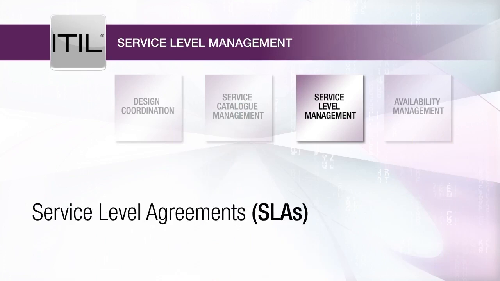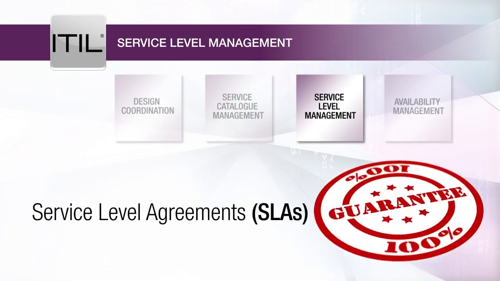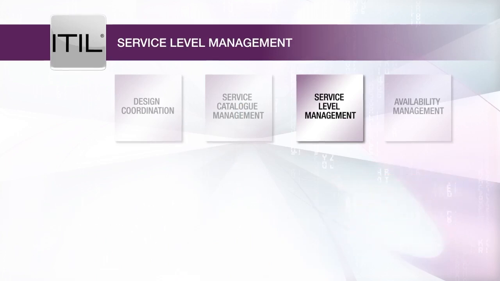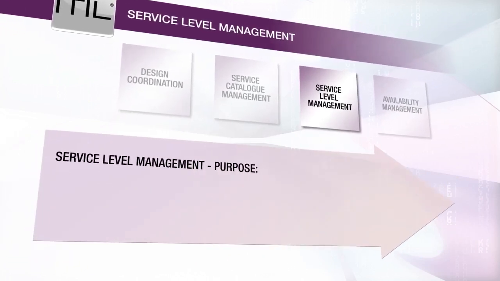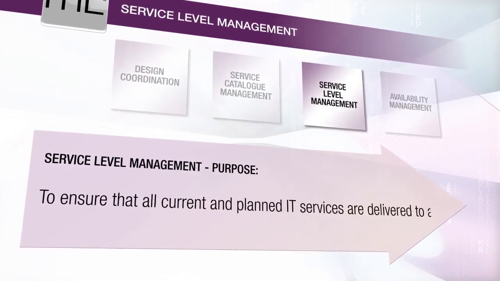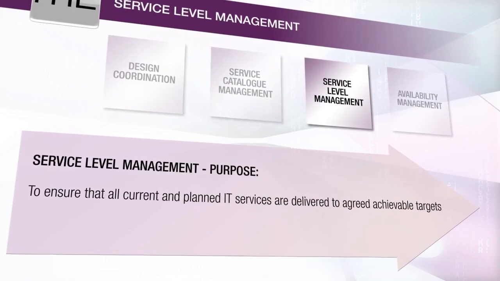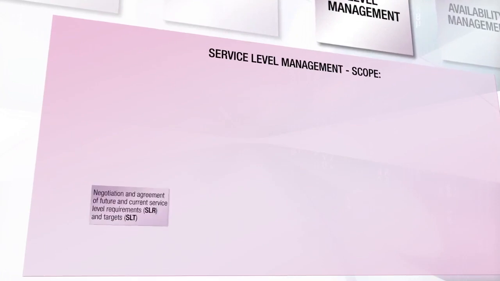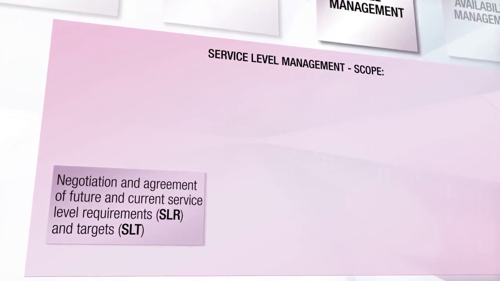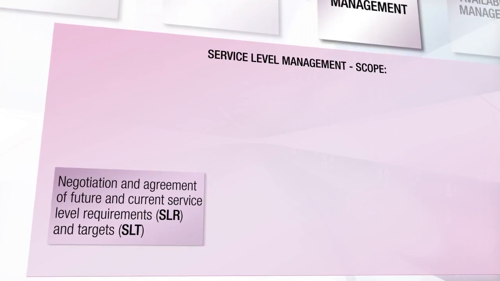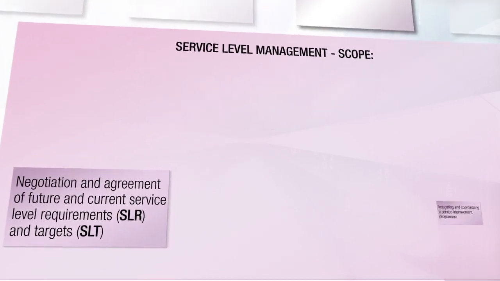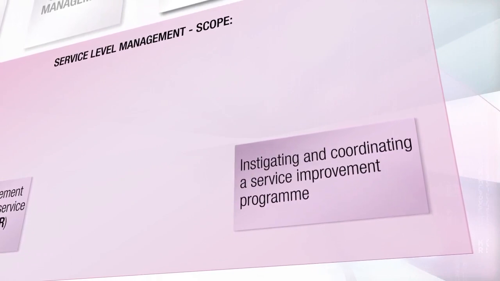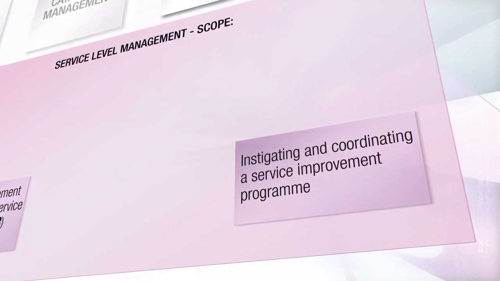The SLA is effectively a level of assurance or warranty with regard to the level of service quality delivered by the service provider for each of the services delivered to the business. The purpose of the service level management process is to ensure that all current and planned IT services are delivered to agreed achievable targets. This is accomplished through a constant cycle of negotiating, agreeing, monitoring, reporting on, and reviewing IT service targets and achievements, and through instigation of actions to correct or improve the level of service delivered.